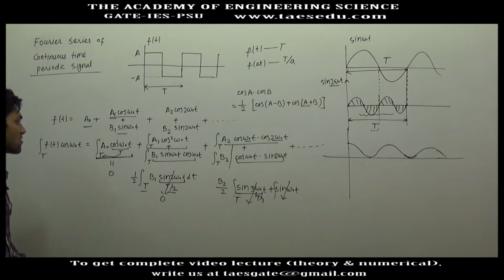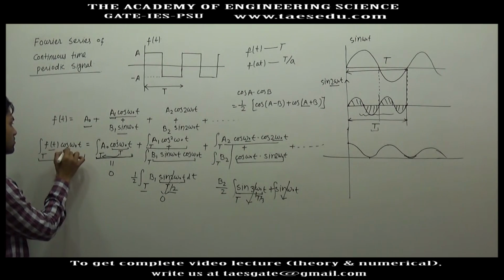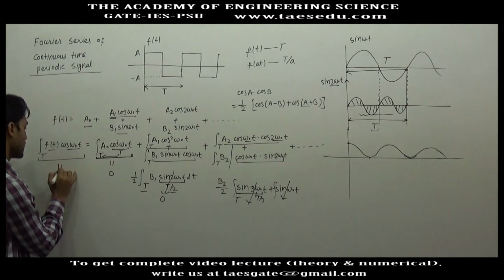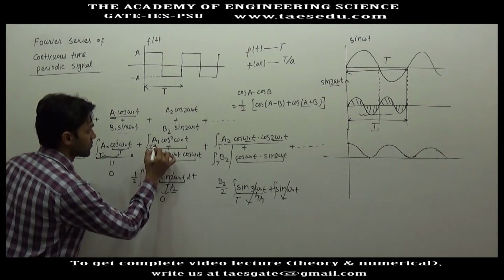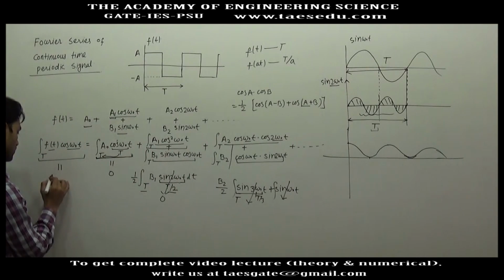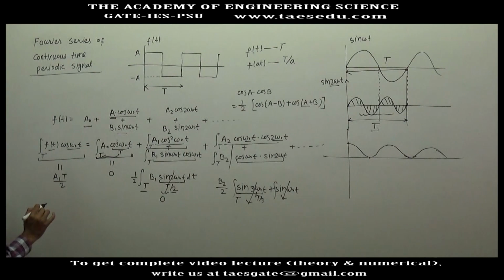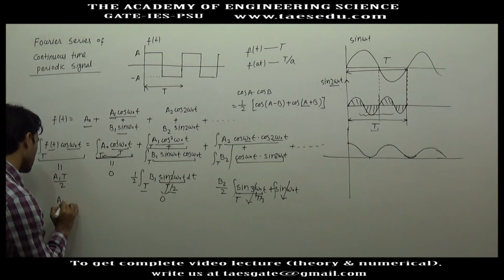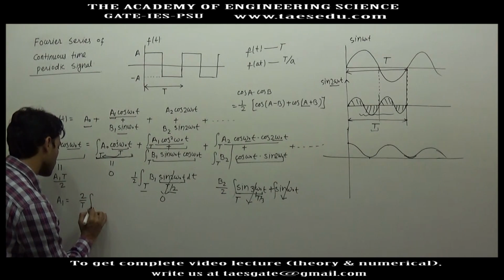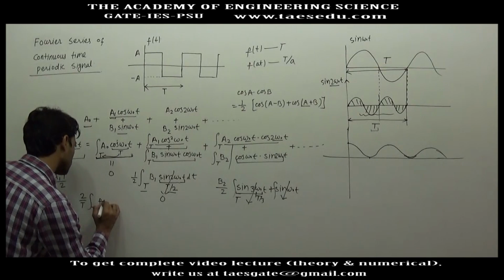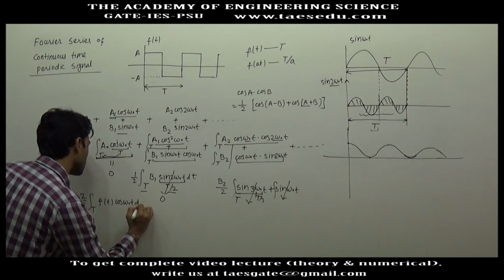So what we will get here, in the left hand side we have the integration of f(t) cos omega naught t, and in the right hand side, what was the integration of this term? Integration was a1 into T by 2. So what will be the value of a1? A1 will be 2 by T integration for a duration of T f(t) cos omega naught t dt.